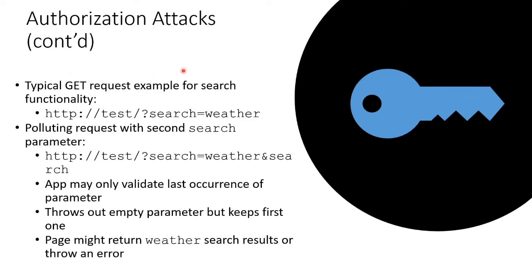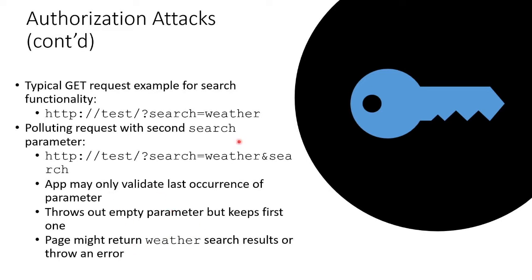A typical GET request example for searching would look something like this: http://test something, question mark. The question mark means it's something executable. Search for weather. Okay. Now, what we do is we pollute this request and we add a second search parameter. Search for weather and search for something else. Now, what will happen is that the app is going to ditch the weather part and only keep the second search. So it may return something, it may not. It'll throw out an error.